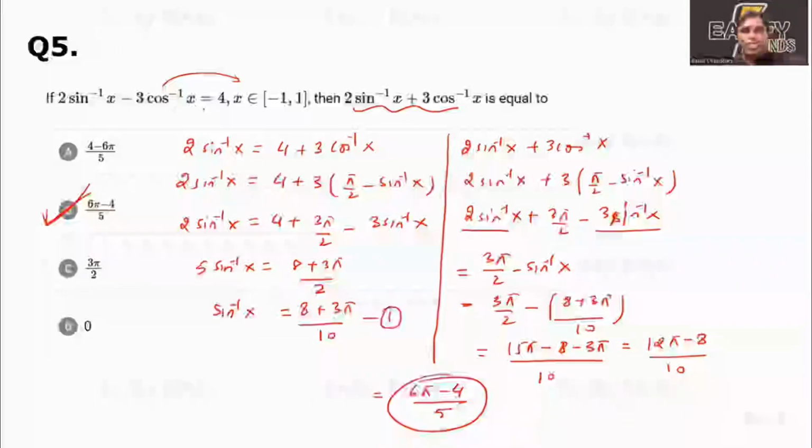Nothing to do. First, sin inverse. I just change cos inverse into pi by 2 minus sin inverse x, and you will get the value of sin inverse x. Similarly, change here also, and simply you will get the answer. Anyone have any doubt?